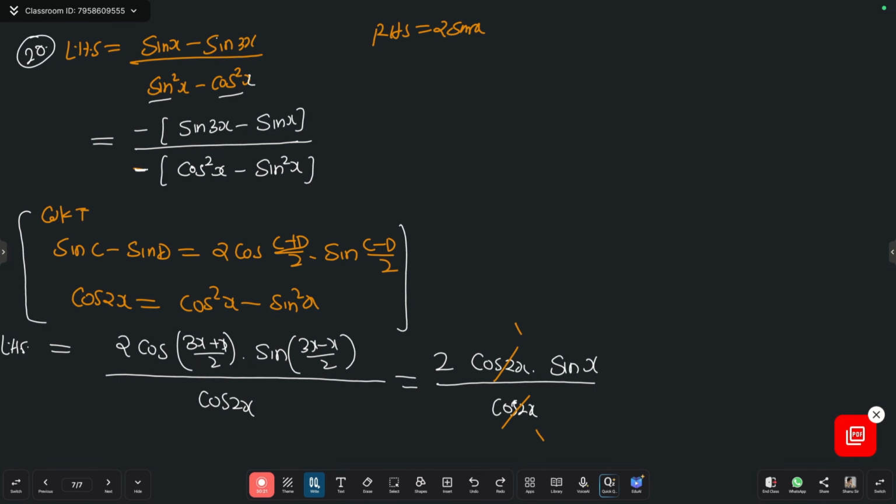You just follow the steps, one step after the other. Now 2 sin x, and this is your right hand side, it came equal to 2 sin x, which is your right hand side.